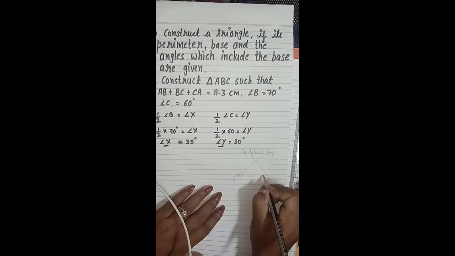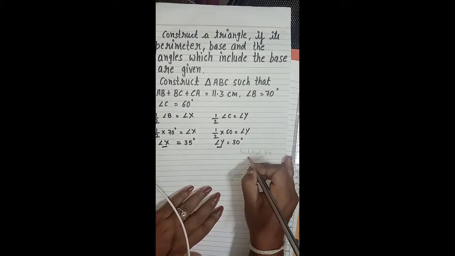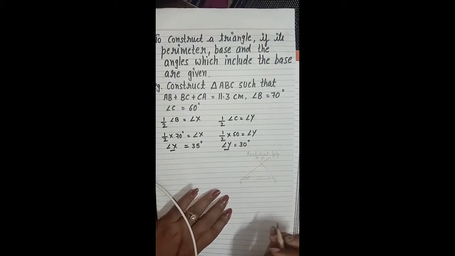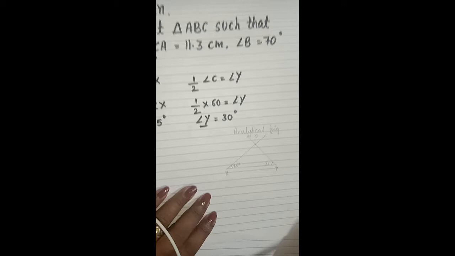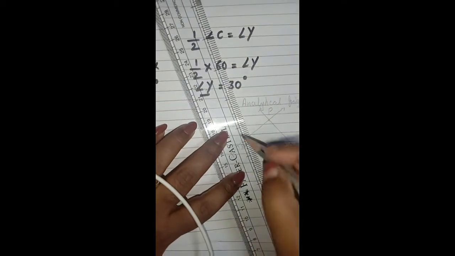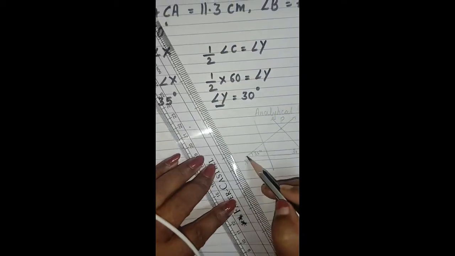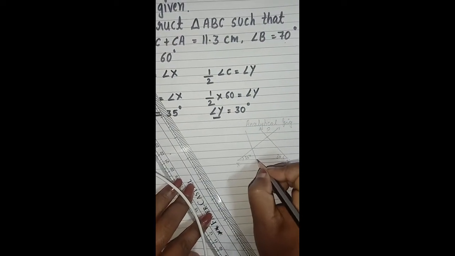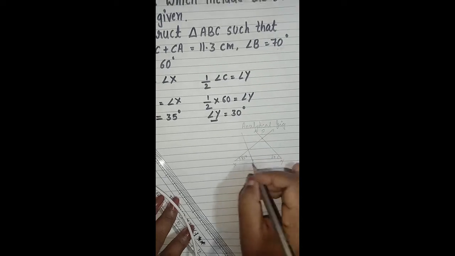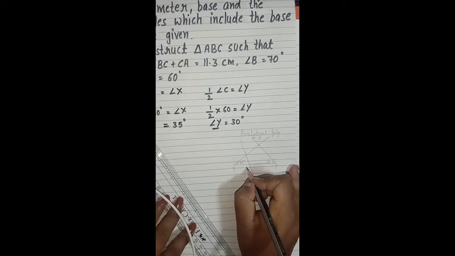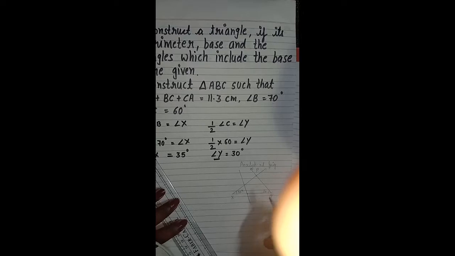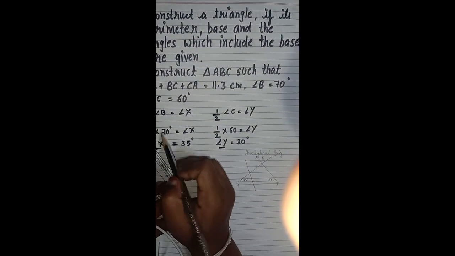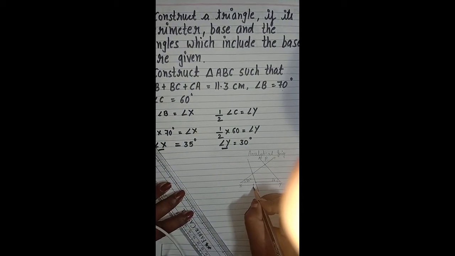Both the angles are definitely going to meet at one point, and that point we will call P. Now we'll draw the perpendicular bisector of XP, and I will give the name here. X is correlated with B, so this point will be your B.